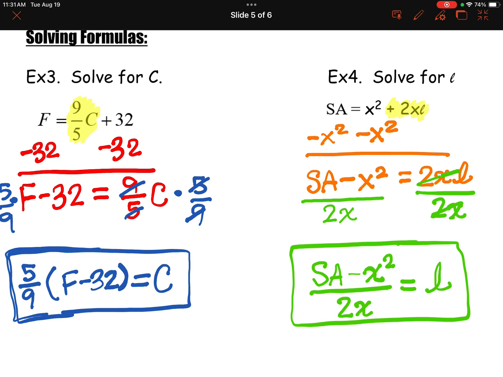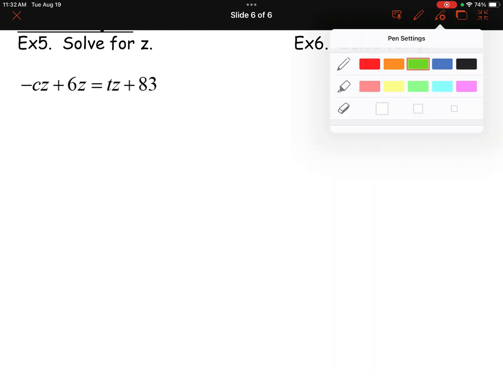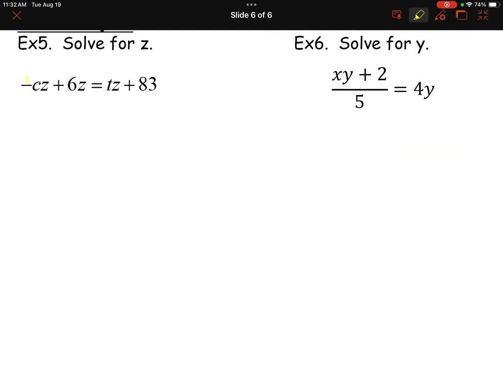All right, the last two are we're back to some literal equations, except now these are what we're calling level 2 because they're multi-stepped. The letter we're solving for is going to show up more than once. So then what do I do? So I'm going to kind of give you that strategy.